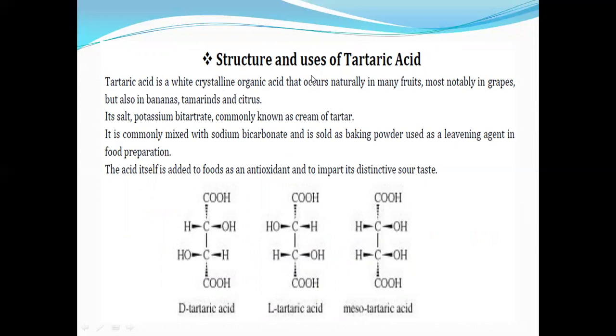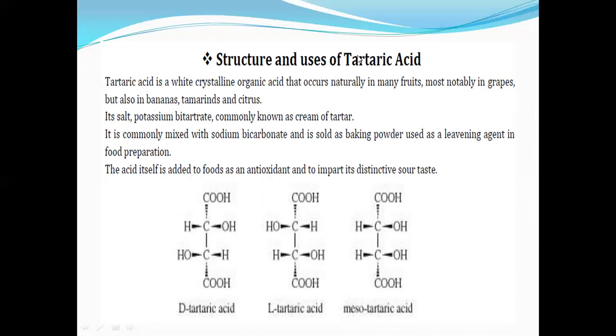It is a white crystalline organic acid and occurs naturally in fruits, as well as in grapes, bananas, tamarind, and citrus fruits. Its salt, that is potassium bitartrate, is commonly known as cream of tartar. It is mixed with sodium bicarbonate and sold as a baking powder, which is used as a leavening agent in food preparation.